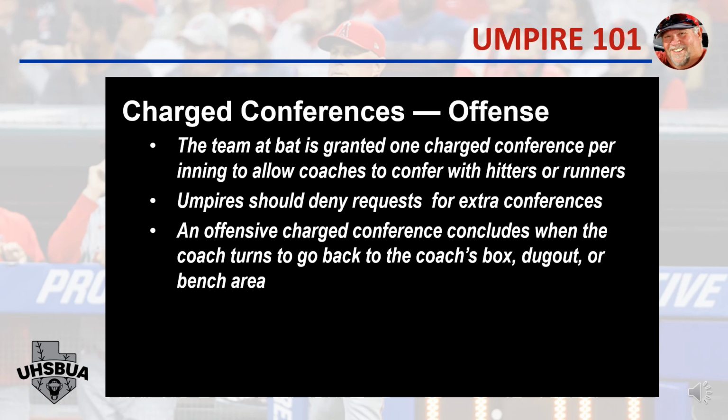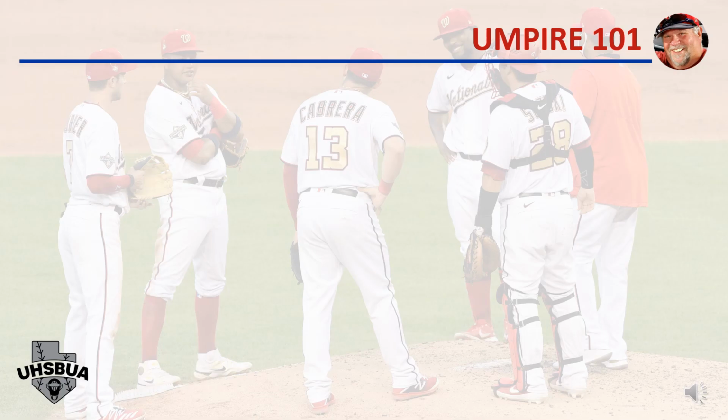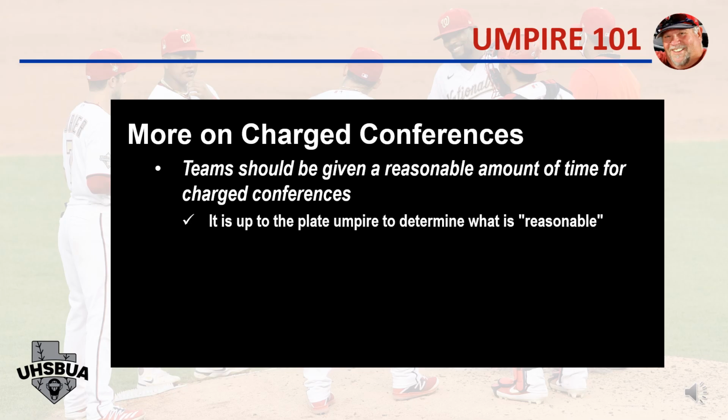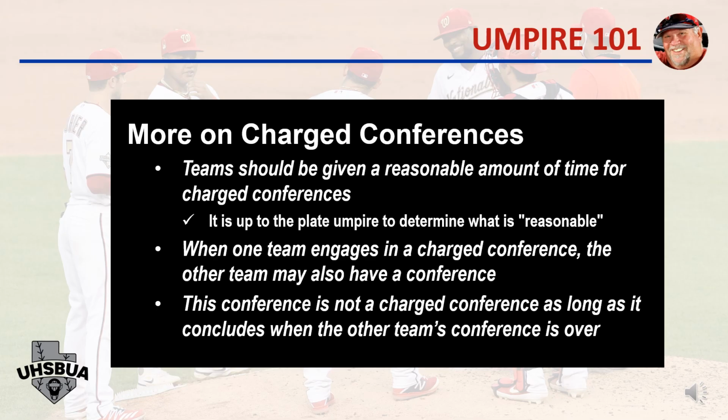A coach who has been restricted to the dugout or bench area may be involved in a charged conference, but the conference must take place in the dugout or bench area. Any such conference concludes when the players turn to go back to their positions on the field. Teams should be given a reasonable amount of time for charged conferences. The plate umpire determines what is reasonable. When one team engages in a charged conference, the other team may also have a conference. The other team's conference is not charged if it concludes when the opposing team's charged conference ends.